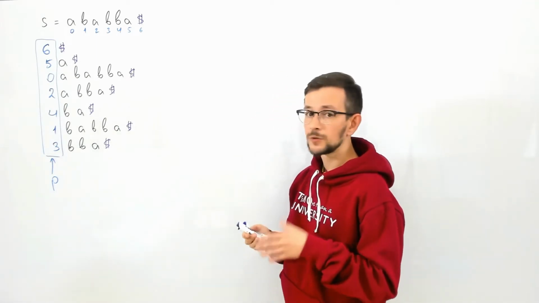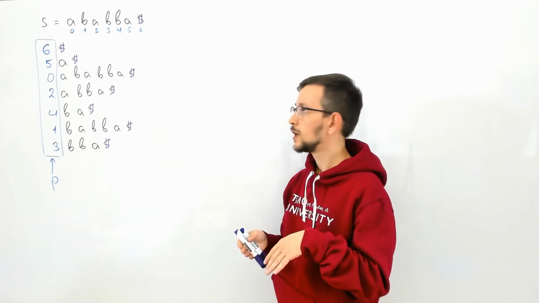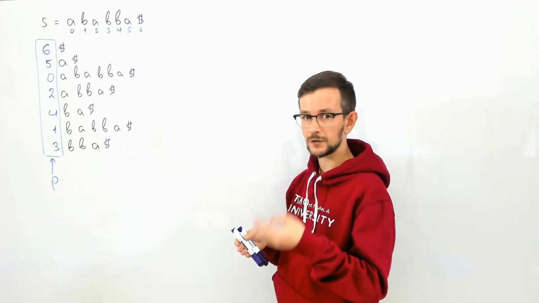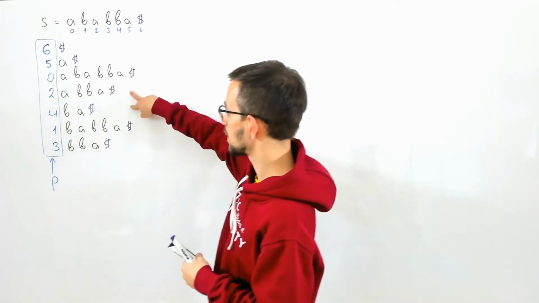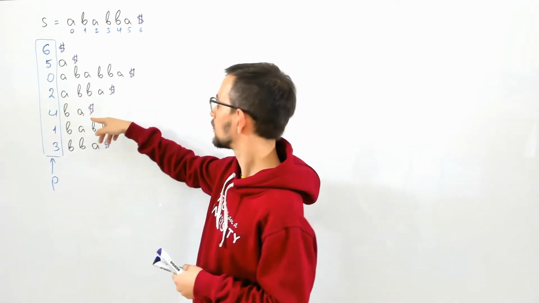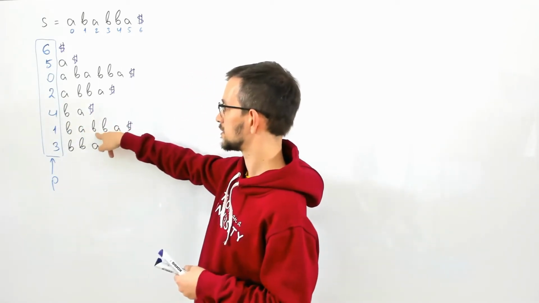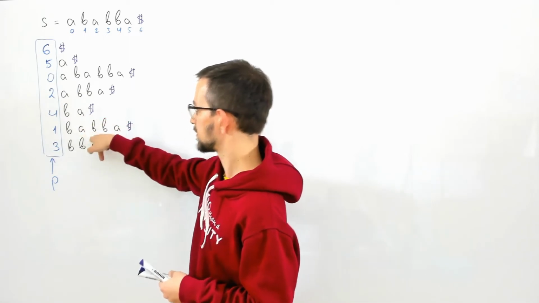Now, let's note that this $ sign didn't change the order of the strings, because dollar is less than any character of the string. If we compare two strings, we find the first different character from left to right, and if we reach the dollar, it is less than the next character, so this string will be less than the next one.